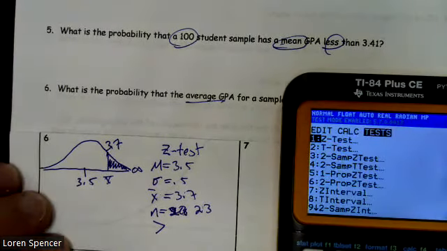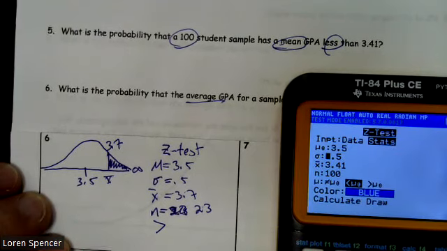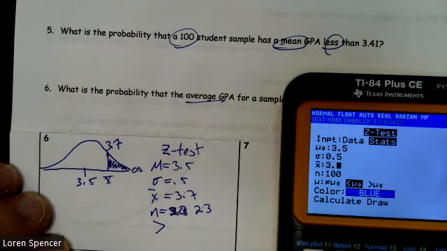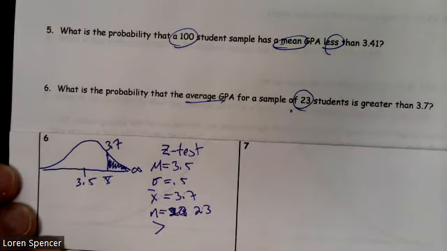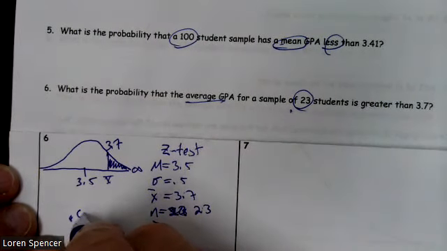So stat, test, z-test, 3.5, 0.5, 3.7 is my x bar. My sample size is 23, and we need to make sure that we're shading up and to the right. And we get 0.0275.